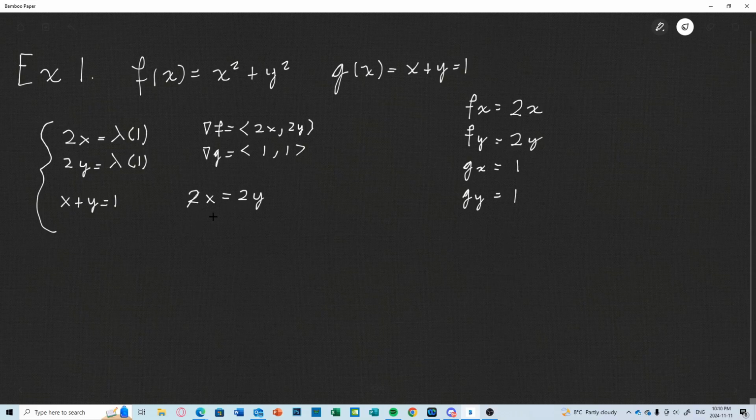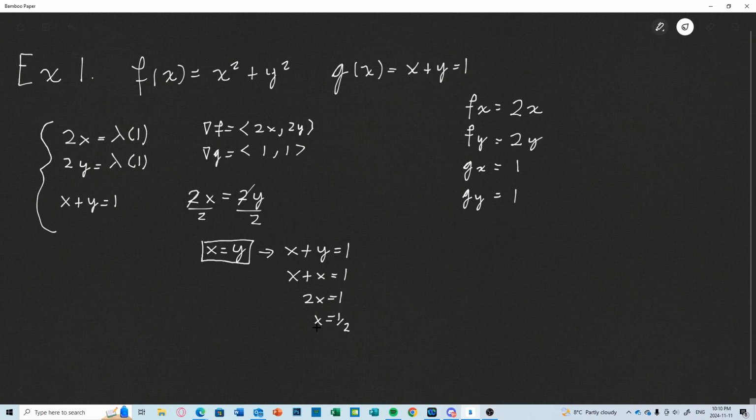Now all we have to do is solve for x and y. We can divide both sides by 2, which gets rid of both 2s, meaning x is equal to y. Once we have this, we apply it to our constraint, x plus y is equal to 1. Since x and y are equal, we can make this x plus x is equal to 1. So 2x is equal to 1, giving us x is 1/2.